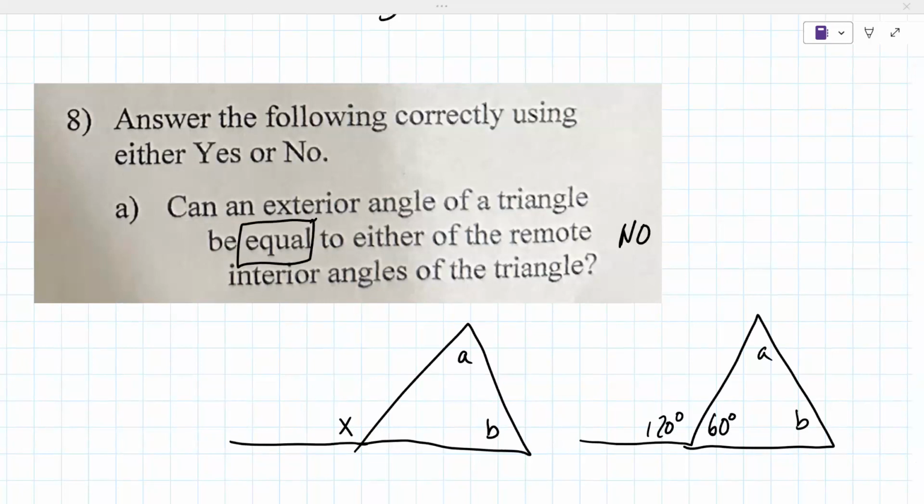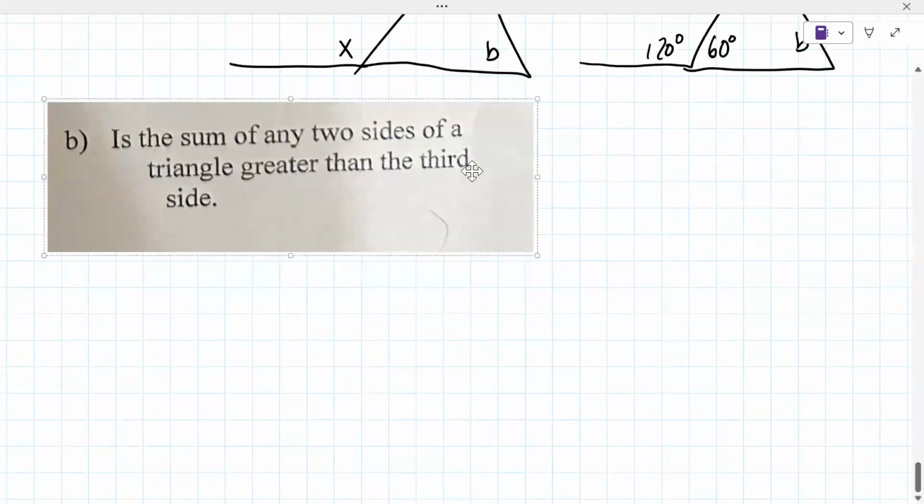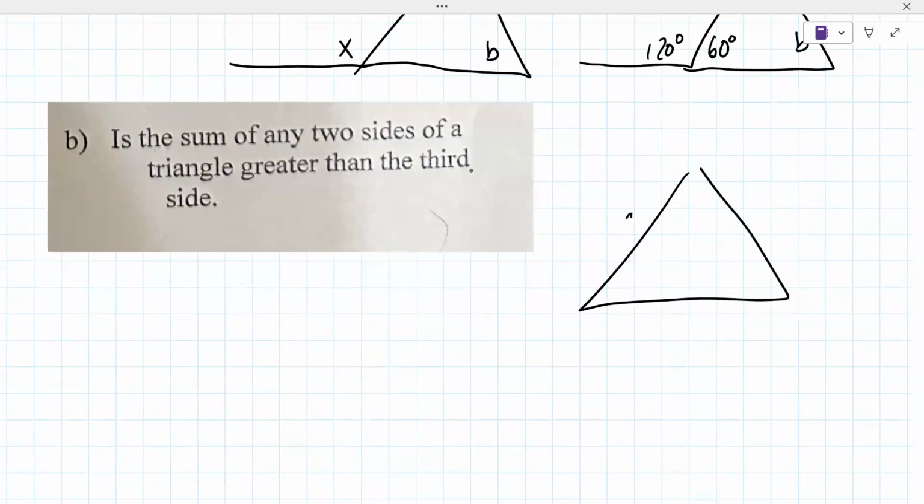All right. Part B. Part B is the triangle inequality theorem, which says that the sum of two sides must always be greater than the third side.